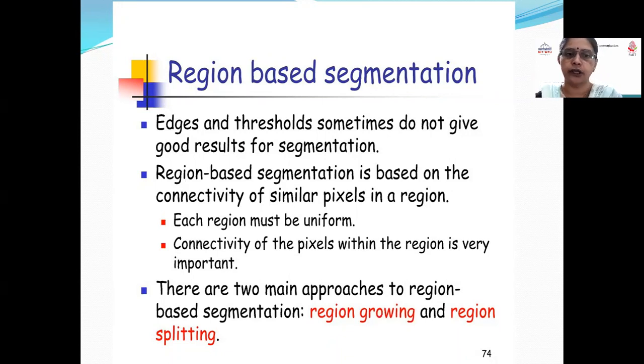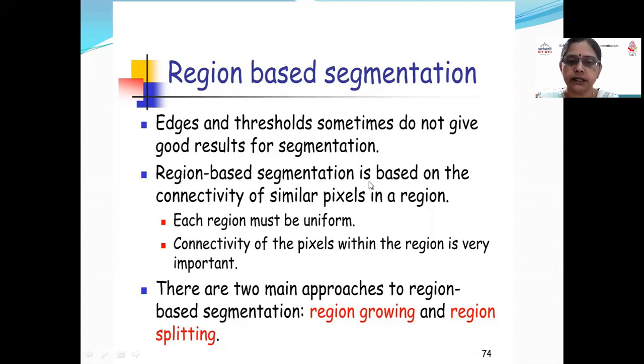Or in thresholding, we can simply compare every pixel value with the threshold and segment it into background and object. But in certain cases, these two approaches are not useful. They don't give us correct segmentation. In such a case, we can go for a better approach, which is known as region-based segmentation.